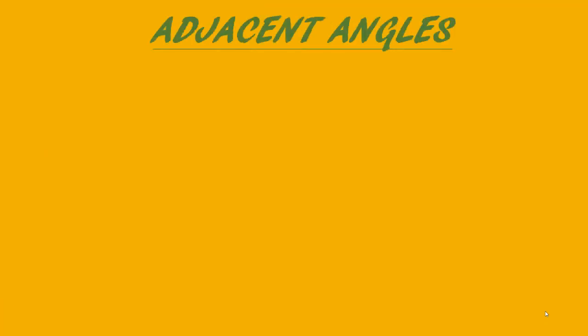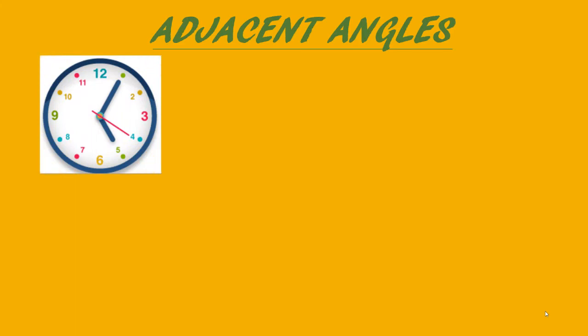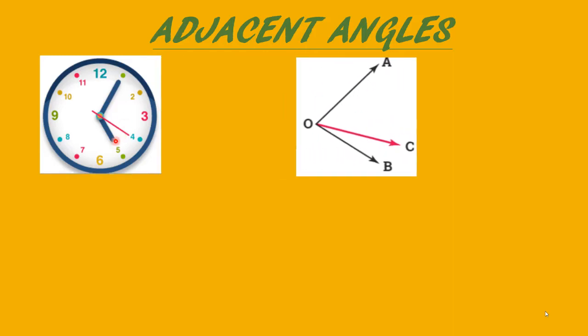Adjacent angles. You can see that angles are formed between the minute hand, the seconds hand and the hour hand of the clock. These are forming adjacent angles. Let's show it by the ray diagram.